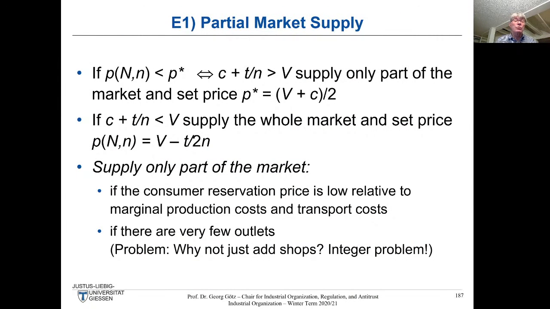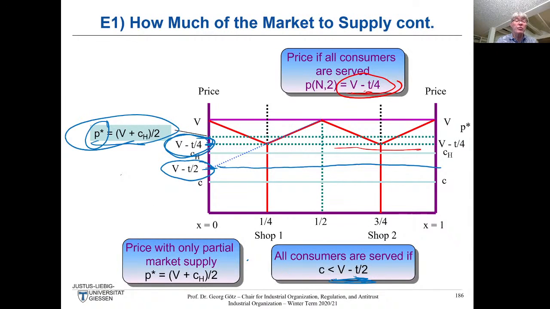And that's exactly what's stated here. Okay, and that's what we have here. And here we have the interpretation. If the consumer reservation price is low relative to the marginal production cost, it's good to serve only part of the market, because that's what you see here.